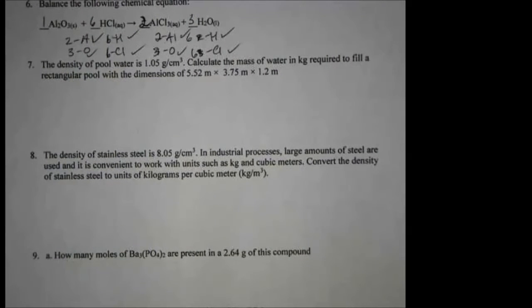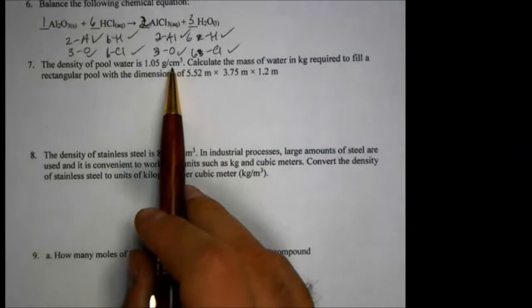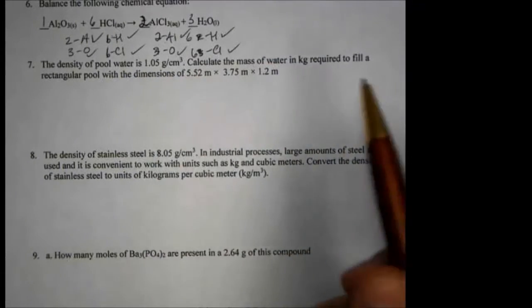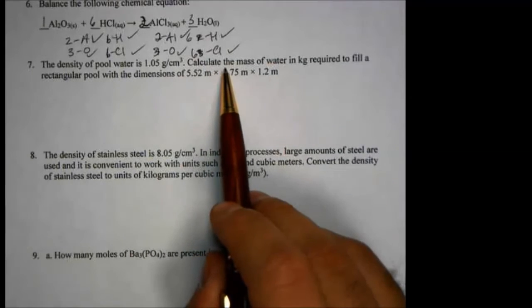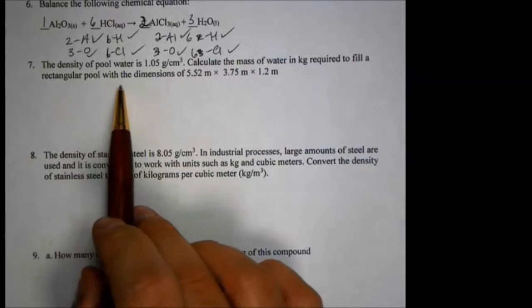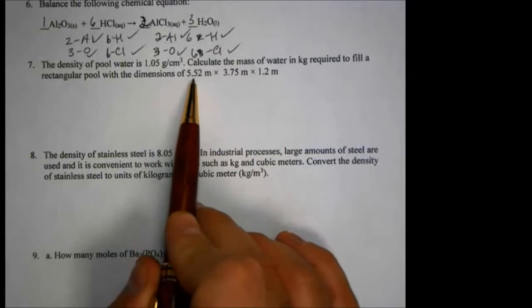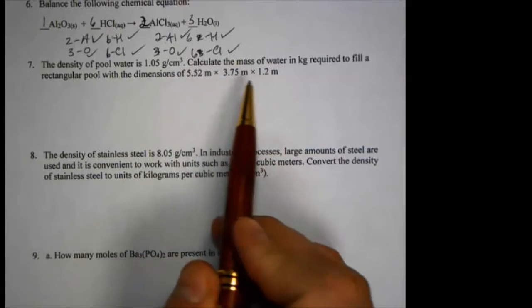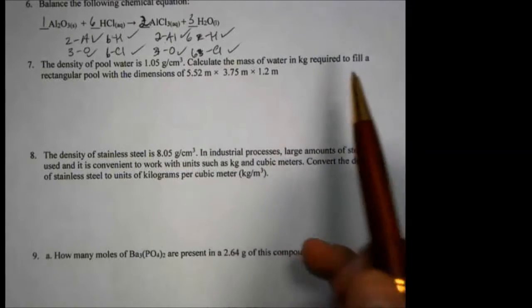Okay, so for the next question, we have the density of pool water, and they give that to us as 1.05 grams per cubic centimeter. Now what it asks for is to calculate the mass of water in kilograms required to fill a rectangular pool with dimensions of 5.52 meters by 3.75 meters by 1.2 meters.